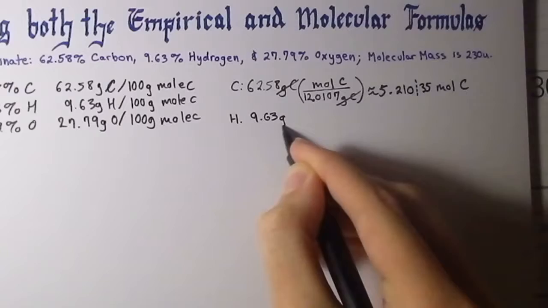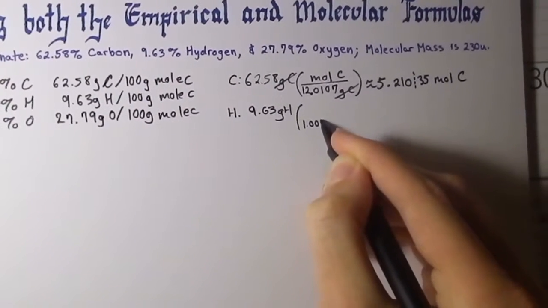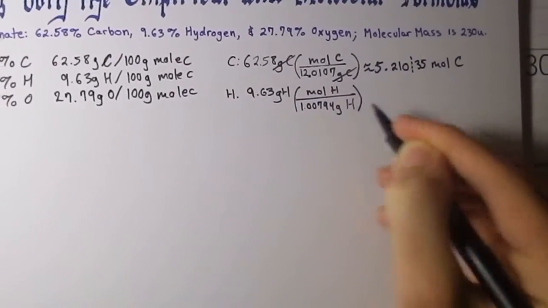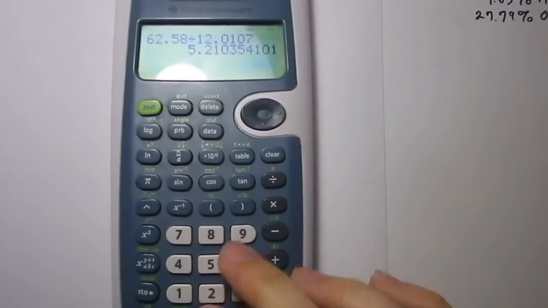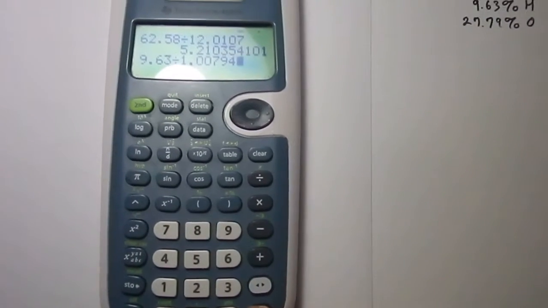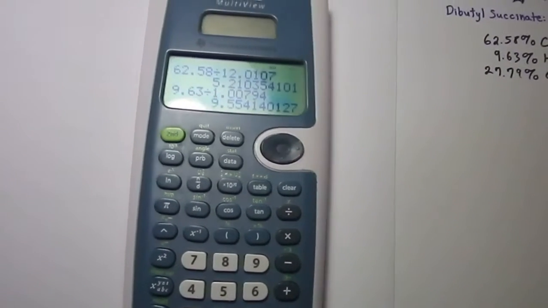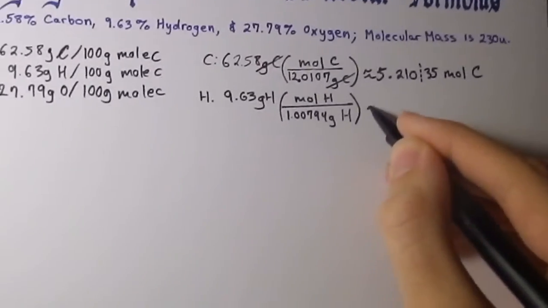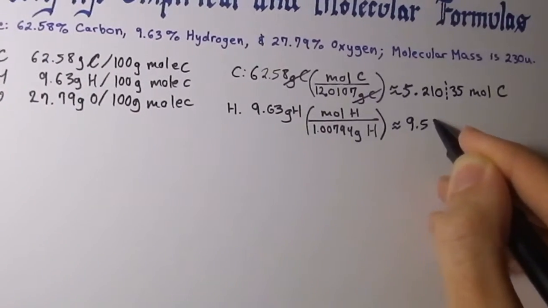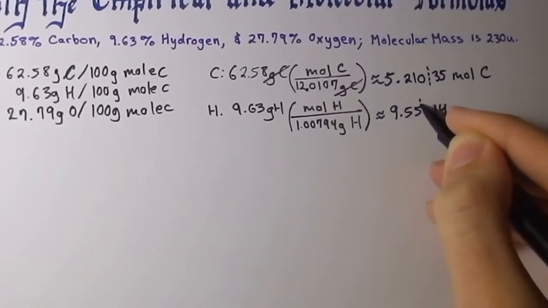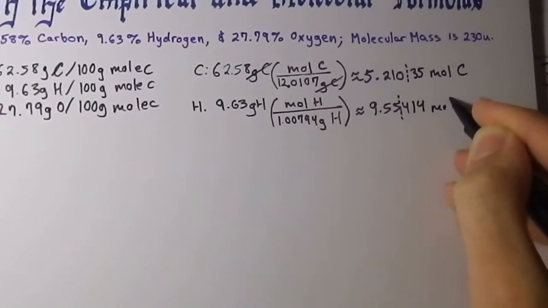Next, go to hydrogen. You have 9.63 grams of hydrogen times 1.00794 grams of hydrogen per mole of hydrogen, and as you use this a lot, it's going to be very fast and easy for you to memorize a lot of the weighted average masses of the elements, like 1.00794 for example. So this is what I got on the calculator, with significant figures because there's 3 here. Moles of hydrogen.